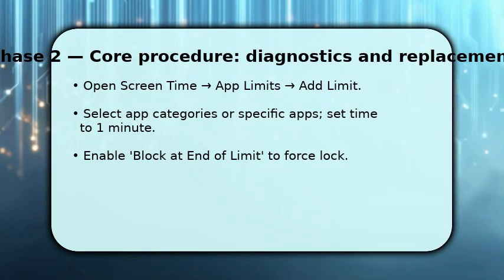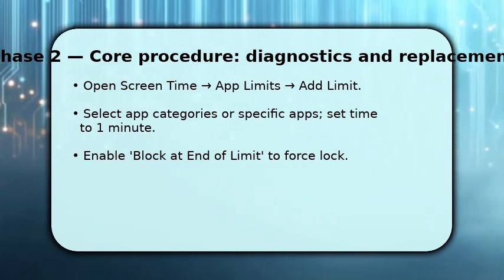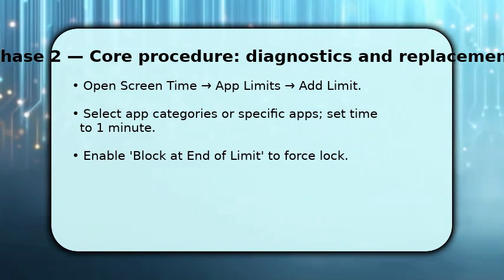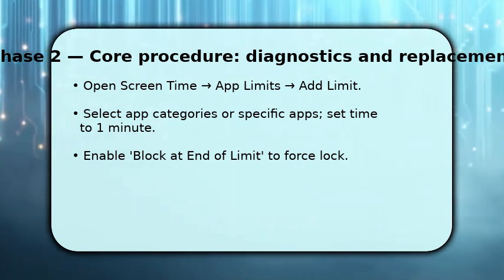You now create the actual lock using an app limit. Go to Screen Time, right arrow, App Limits, right arrow, Add Limit. Select the app or category exactly. Pick individual apps if you need precision.